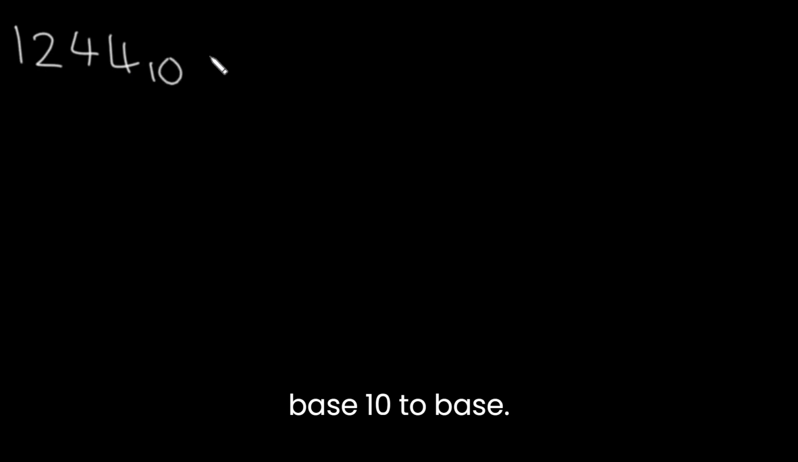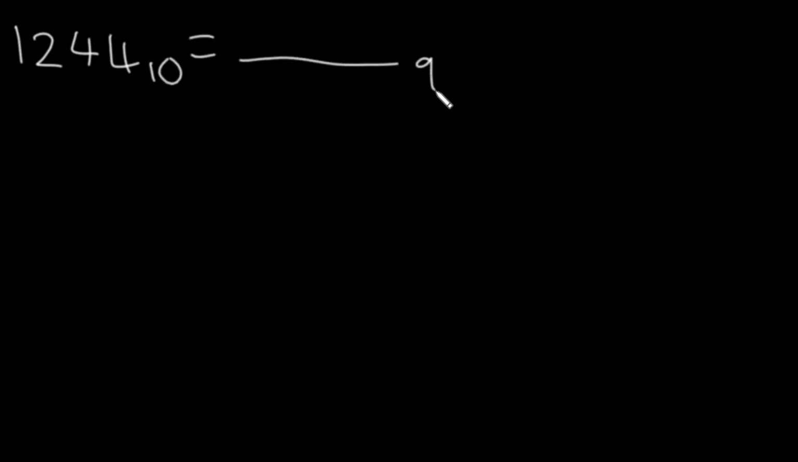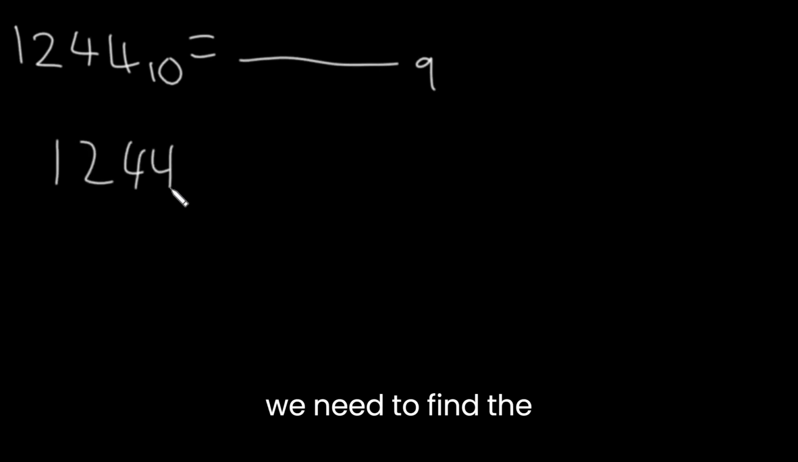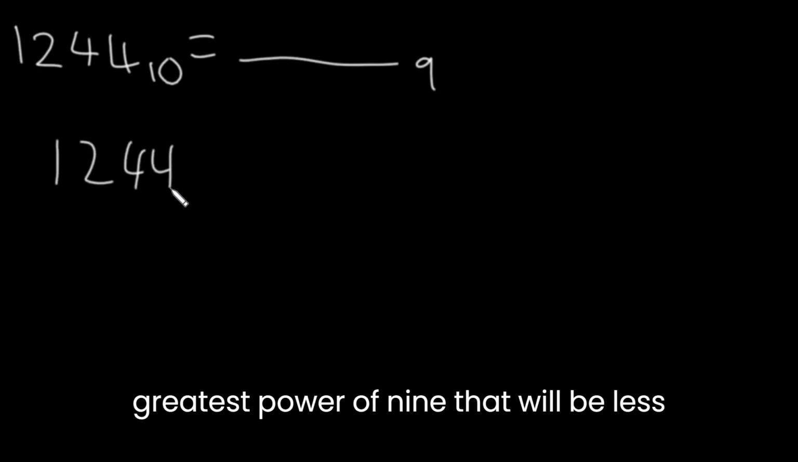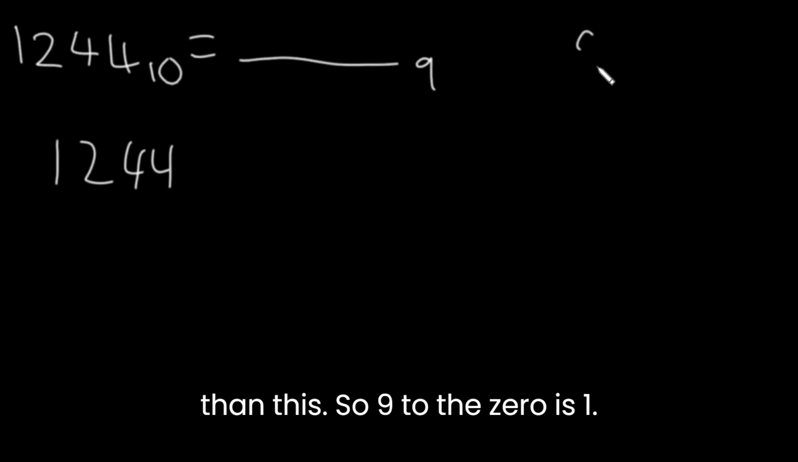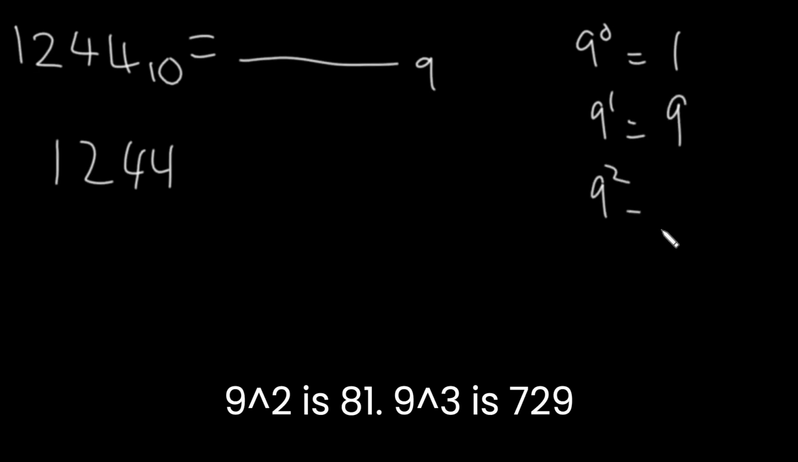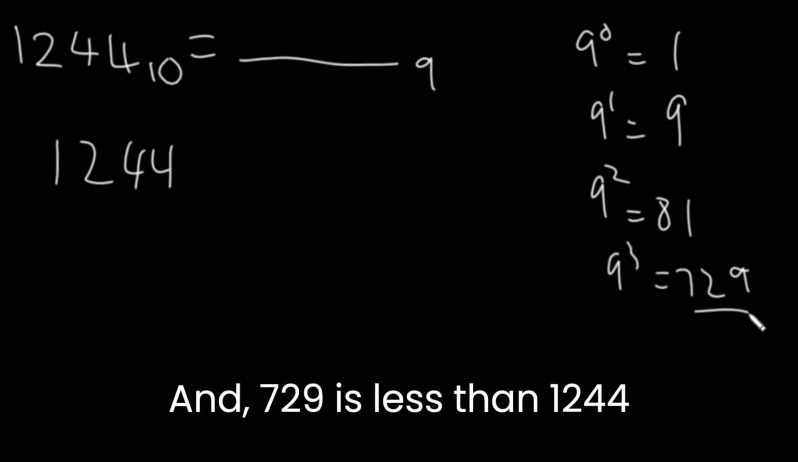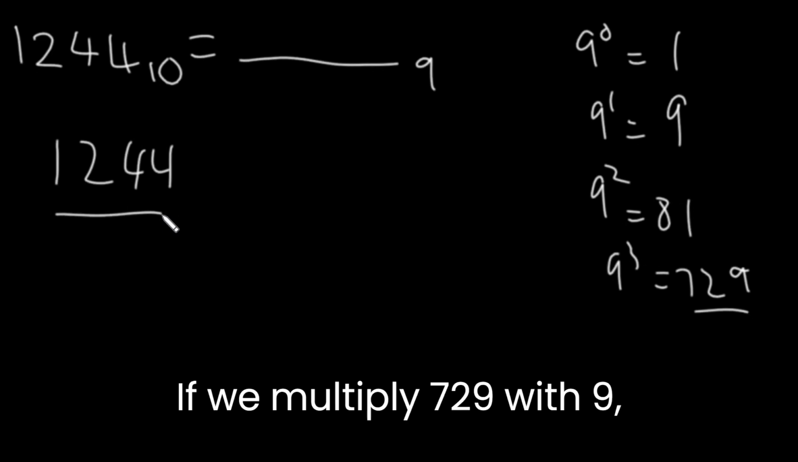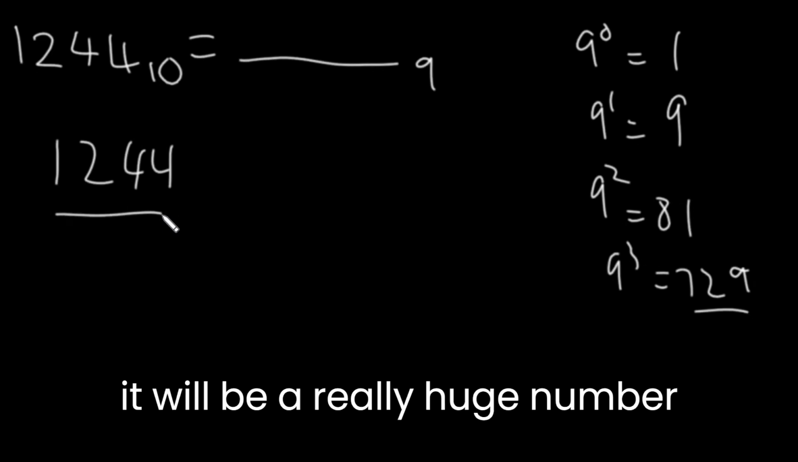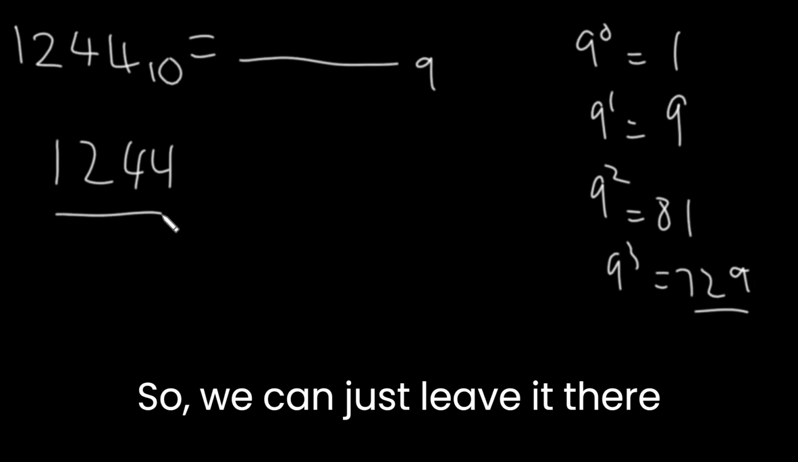Let's say we have 1,244 base 10 to base 9. So we have 1,244. And we need to find the greatest power of 9 that will be less than this. So 9 to the 0 is 1. 9 to the first is 9. 9 squared is 81. 9 cubed is 729. And 729 is less than 1,244. If we multiply 729 with 9, it'll be a really, really huge number. So we can just leave it there.